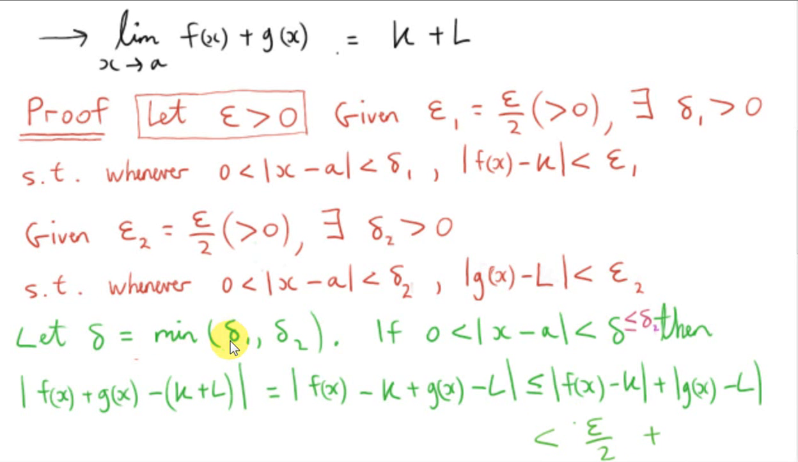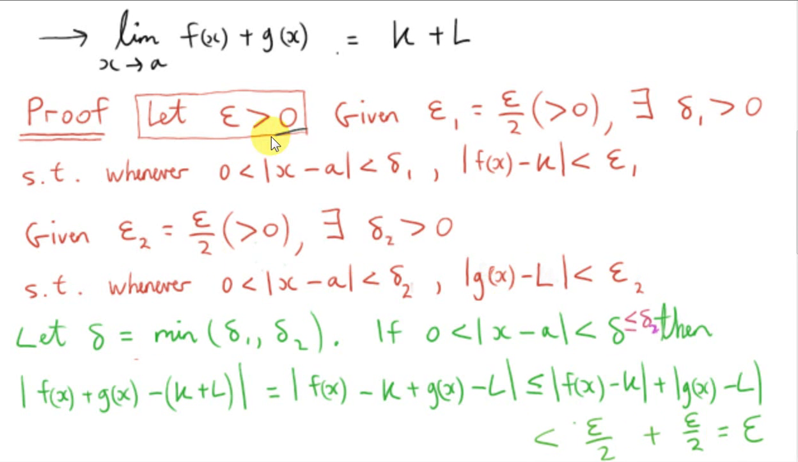Similarly, since delta is the minimum of delta 1 and delta 2, obviously delta is going to be less than or equal to delta 2. In other words, the magnitude of x minus a is going to be less than delta 2. But from up here, we know that that means that g of x is going to be within a distance epsilon 2 of L, where epsilon 2 is equal to epsilon over 2. So this gives us epsilon.